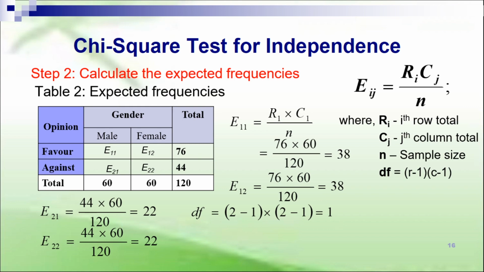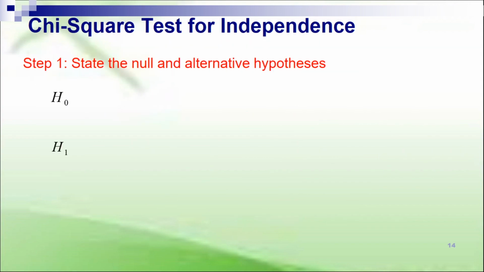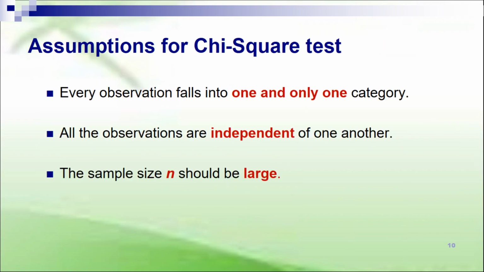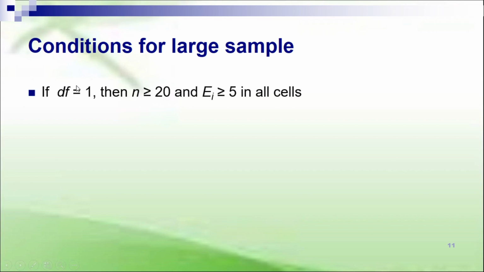Then before applying the chi-square test, once you calculate the expected frequencies, just check whether the conditions are satisfied or not. When we go back to the conditions, the large sample condition: in our example degrees of freedom equals 1, then n should be greater than or equal to 20. In our example n equals 120, therefore the first condition is satisfied. And check whether all expected values are greater than or equal to 5.